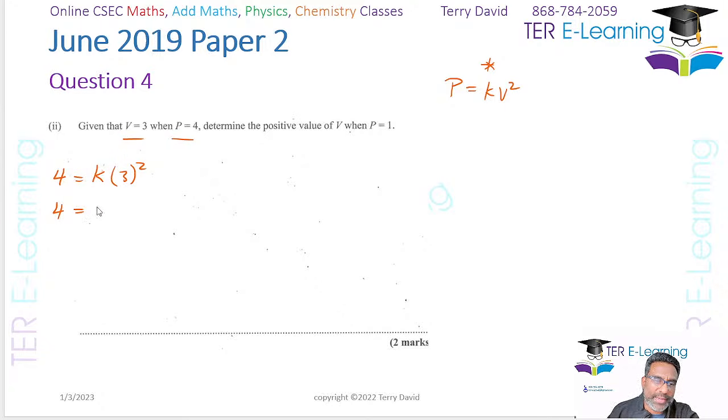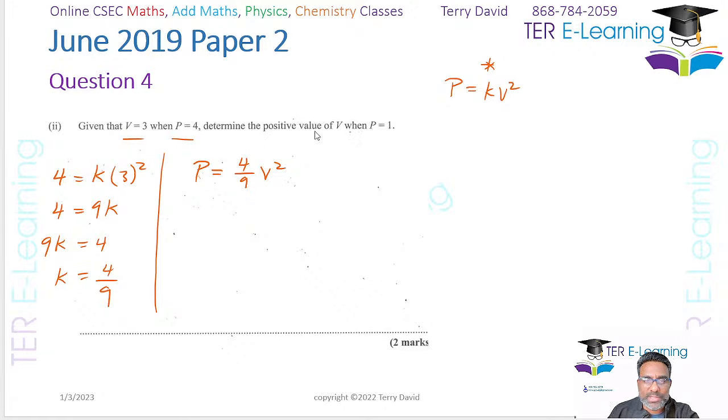So 4 is equal to 3 3s are 9. So this is 9K. So therefore K, right? I'm going to write this first because some students have difficulty seeing this. 9K is 4, so therefore K is 4 over 9. So you know what K is, so therefore you know what the formula is. The formula is going to be 4 over 9 multiplied by v squared. That's your formula.